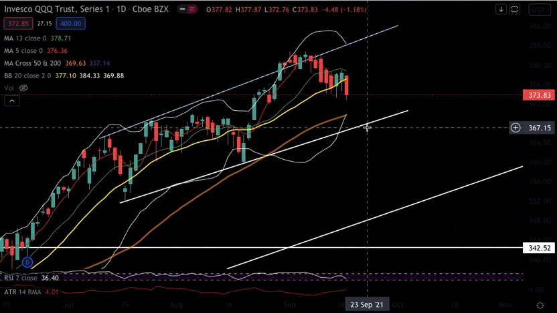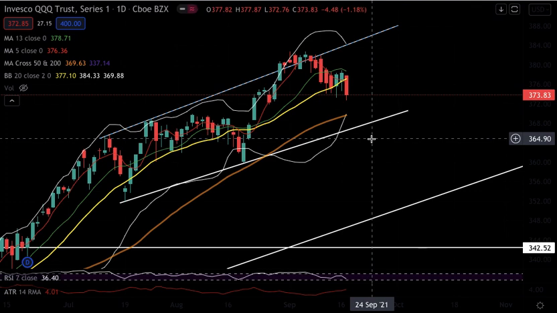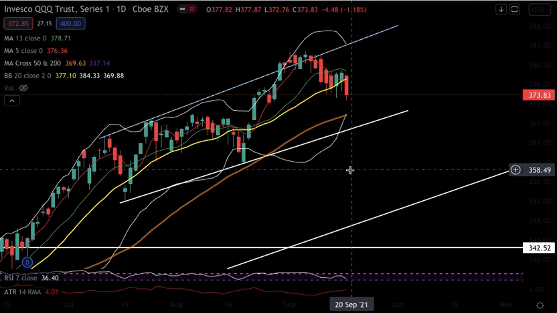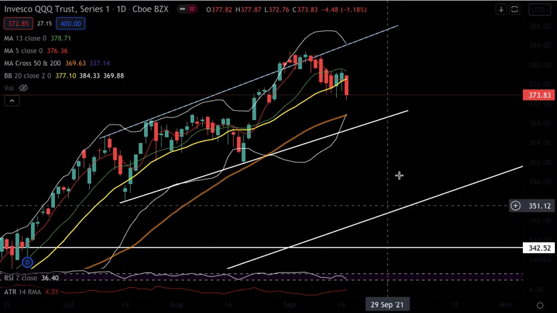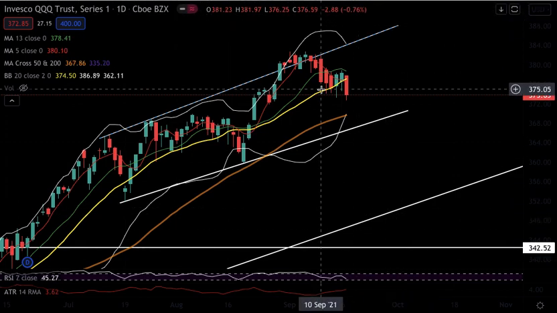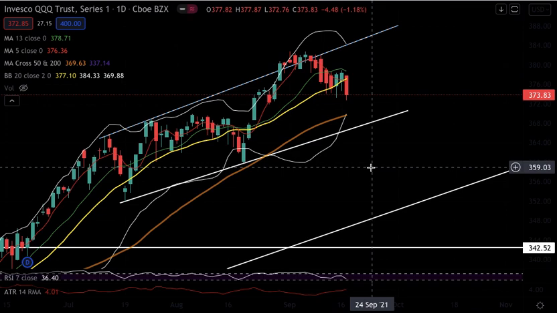If it drops below 367, and I mean close below 367, not drop below this low and come back up, but close below it, I will be cutting my loss. All right. So technically speaking, this is still a bull market for triple Q.